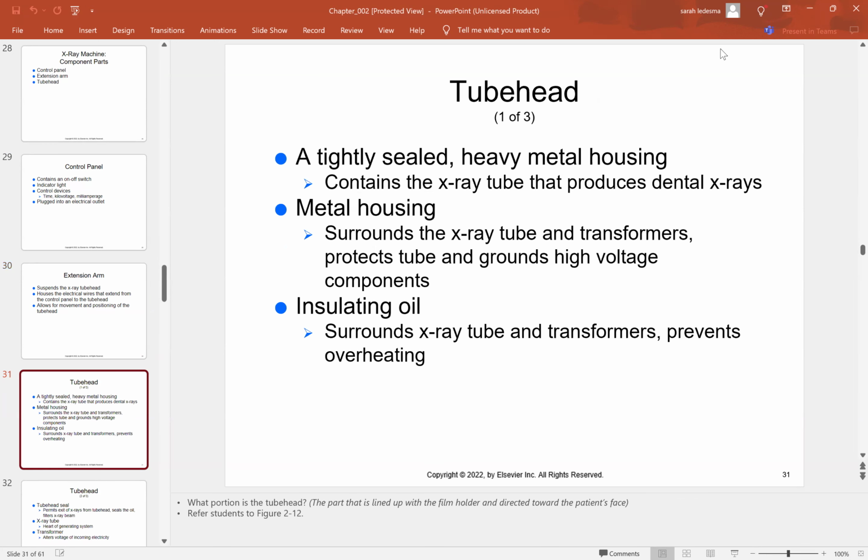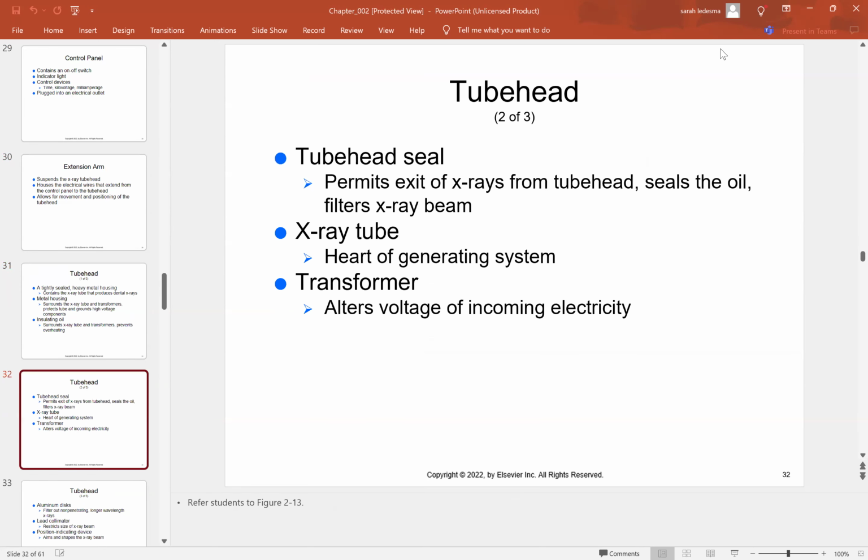The tube head is a tightly sealed, heavy metal housing. It contains the X-ray tube that produces the dental X-rays. The metal housing surrounds the X-ray tube and transformers, protects the tube and grounds high voltage components, and insulating oil surrounds the X-ray tube and transformers and prevents them from overheating.